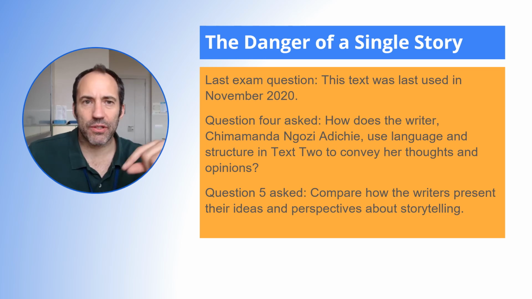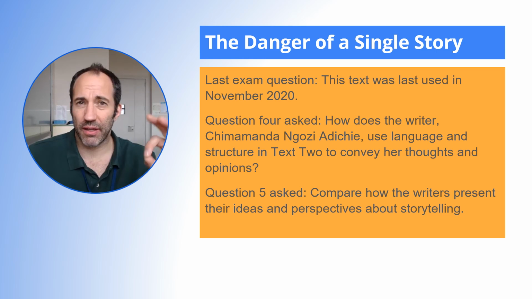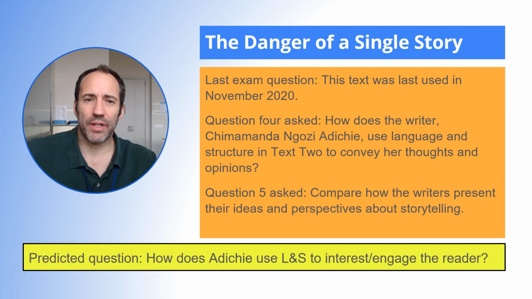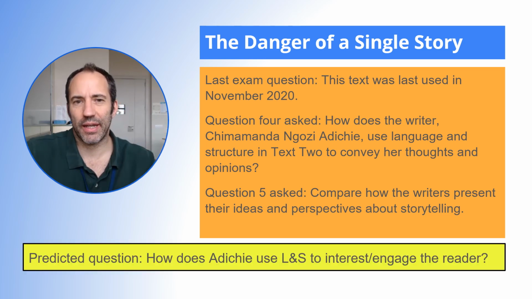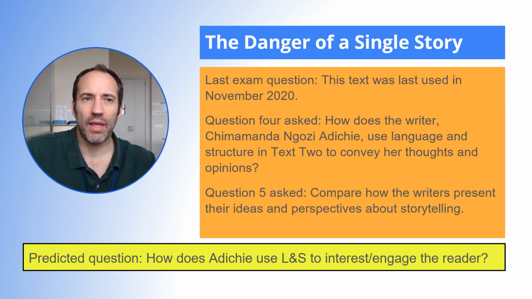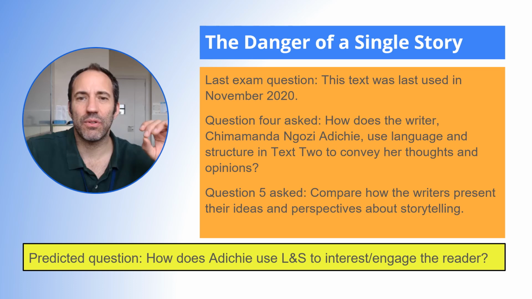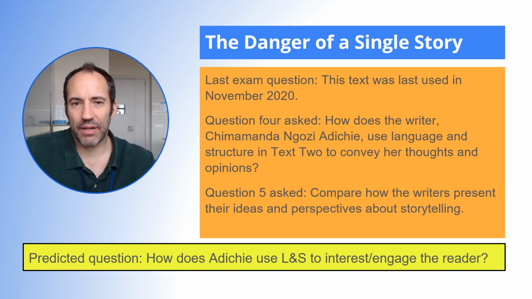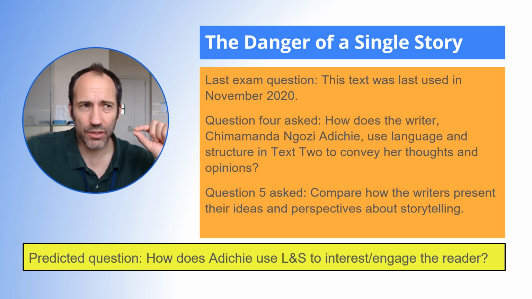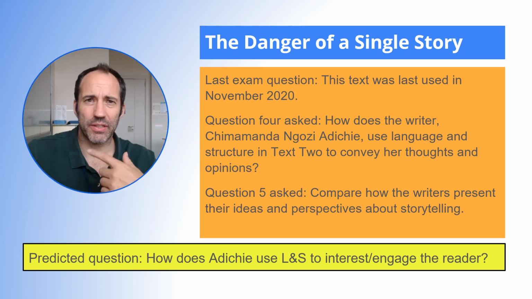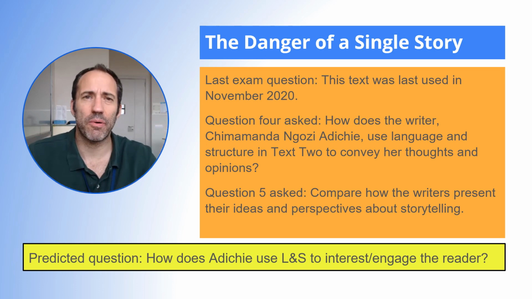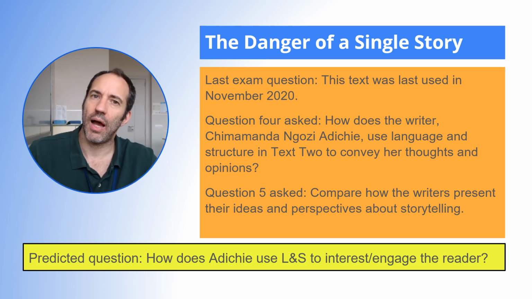So, if this one comes up in your exam, and there's a really, really good chance, I think 50-50 chance it'll come up, because I think it'll come up this summer for sure. I think the question will be, how does the writer use language and structure to interest or engage the reader? Basically, the same question again for number 4. And we know number 5 will be, how do the writers present their perspectives and their ideas? So if I were you, because I think this is going to come around again very much the same, I would look at the past papers and the examiner reports and the answers that they gave last time and use them again.